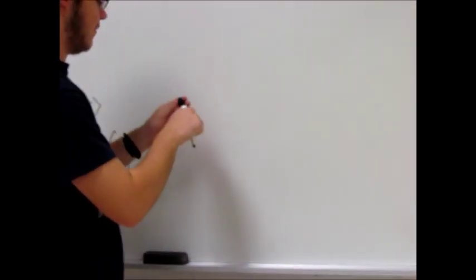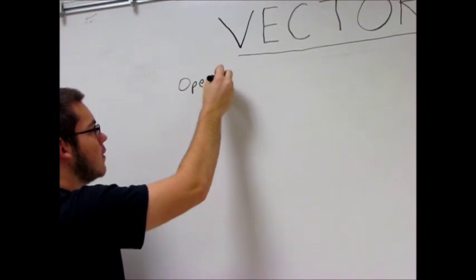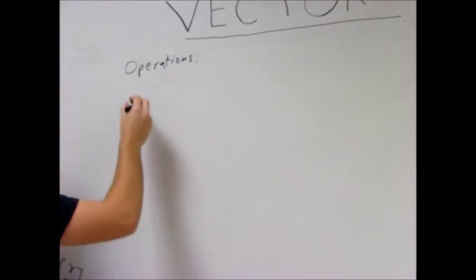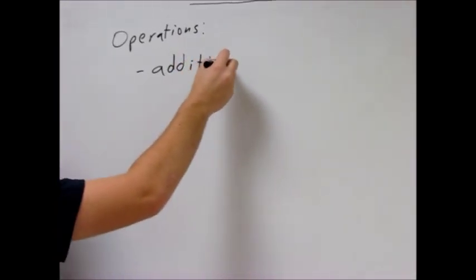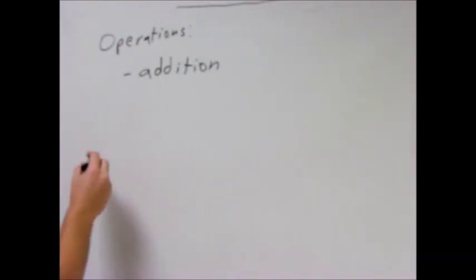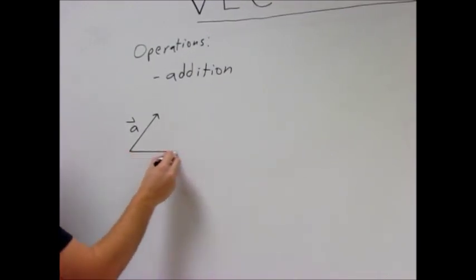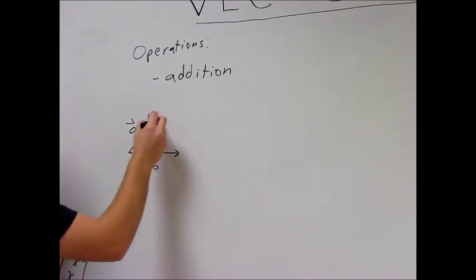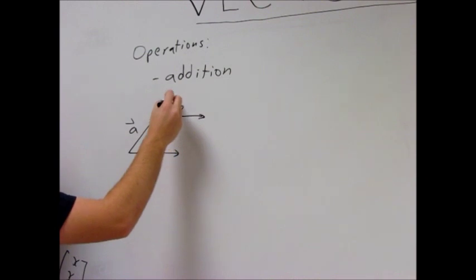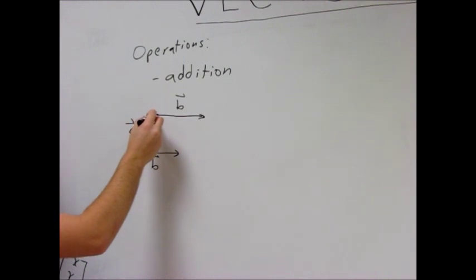Next, we want to talk about some operations that you can do with vectors. First is addition. When you add a vector, for example, add vector A and vector B, you connect A and B like this. It's called tip to tail, because the tip of this vector connects to the tail of this other vector.